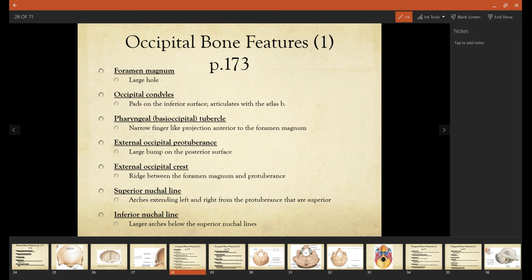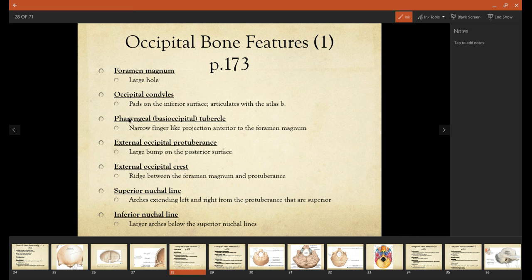Starting on the occipital bone, we have the foramen magnum, which will be the largest hole of the skull. So this is a really easy landmark to find. So use that to your advantage as you move around from there. We also have occipital condyles, which look like little pads, and they're actually going to be what is sitting on the atlas or C1 that we learned in Unit 2.